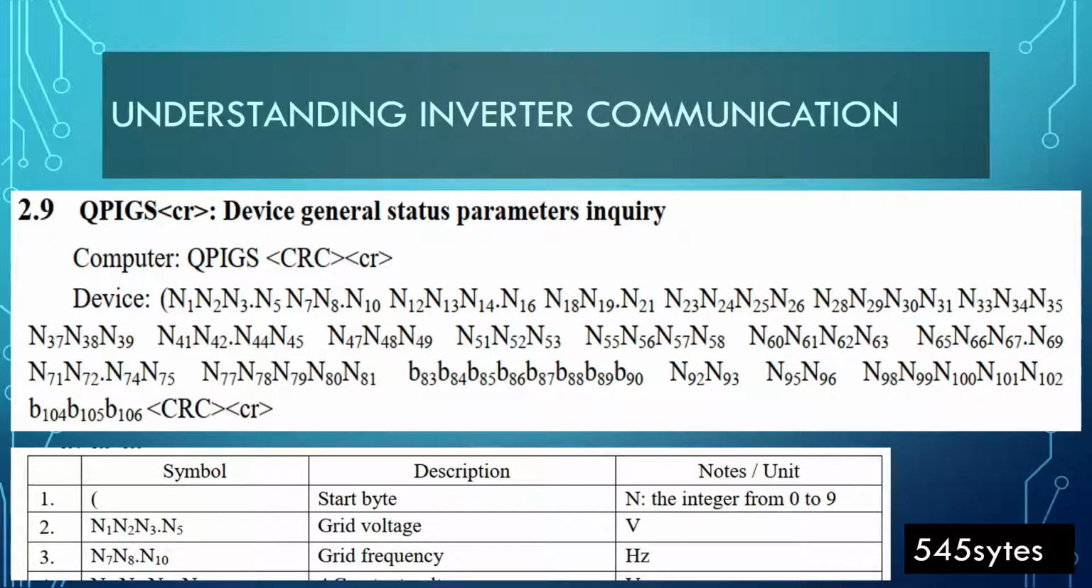For now, I think this understanding is enough: the computer sends a command followed by CRC and a carriage return, and the device returns answers with the opening bracket, then the answer followed by a CRC and CR.